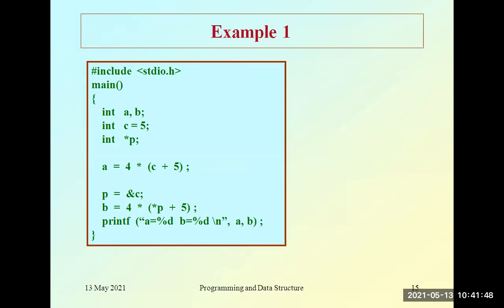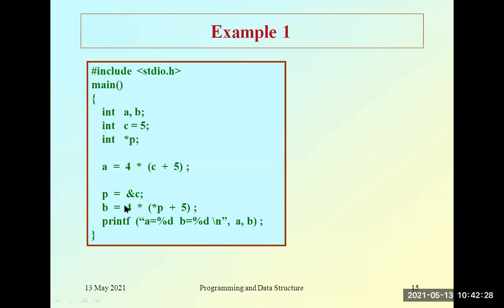Okay, see the program here. A, B, C equal to 5 here. Then A equal to 4 into C plus 5, so 4 into 10, 40. So now A contains the value 40. I am giving p equal to address of C, so the address of C is stored in p. Okay. So B equal to 4 into star p plus 5. What is star p? Here 5. 5 plus 5, 10. So 40.